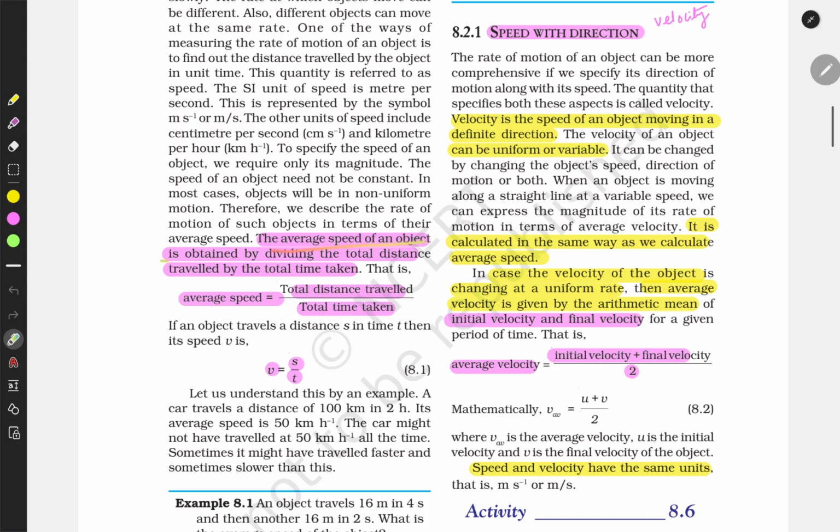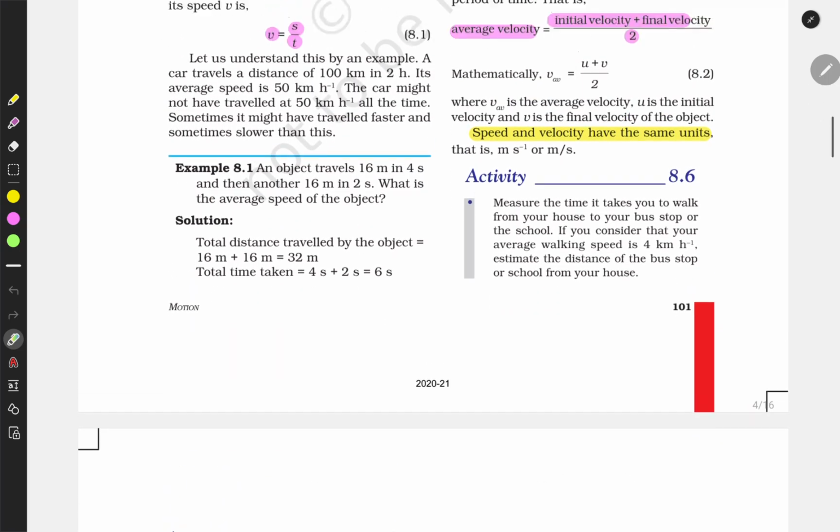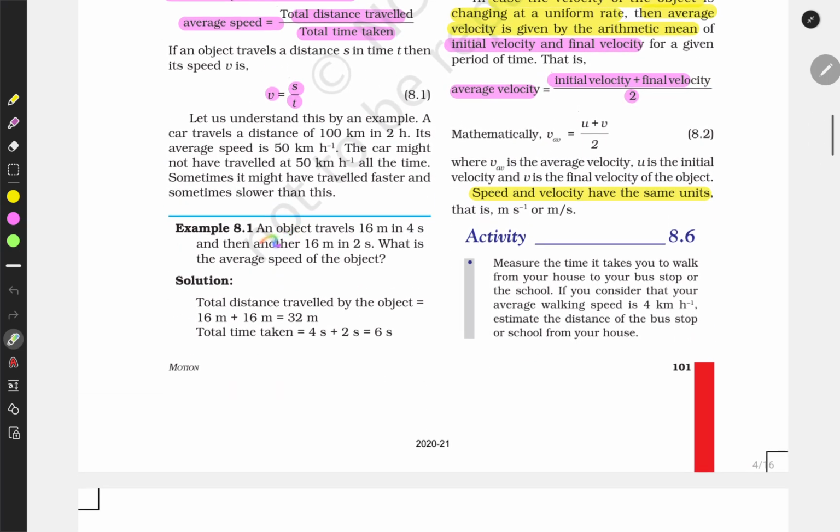The average speed of an object is obtained by dividing the total distance traveled by the total time taken. So average speed is equal to the sum of all the distances traveled divided by the whole time taken. This is the average speed. We have a short example of it.